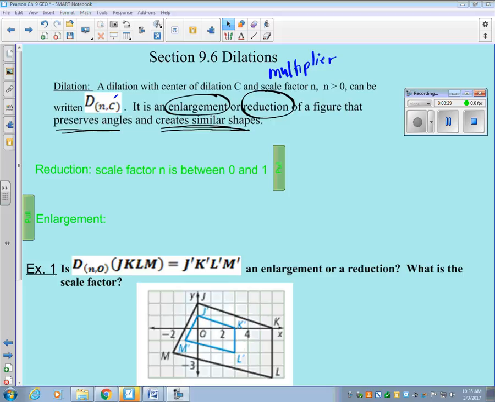So you guys, if reduction is between 0 and 1, what do you think enlargement scale factor is? Bigger than 1. So enlargement is when your scale factor is greater than 1. What if your scale factor is 1? Then it's the same. So a reduction is when your scale factor is between 0 and 1. Enlargement is when your scale factor is bigger than 1. What if it's equal to 1? Yeah, it's the same shape. If you're multiplying the side length 5 by 1, you're going to get a side length of 5. It's the same.